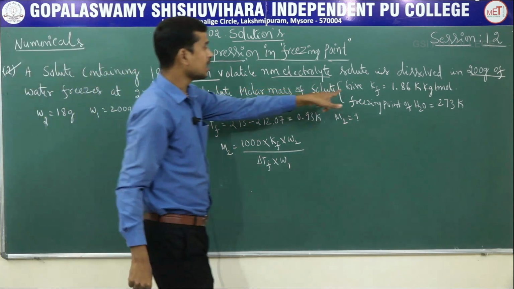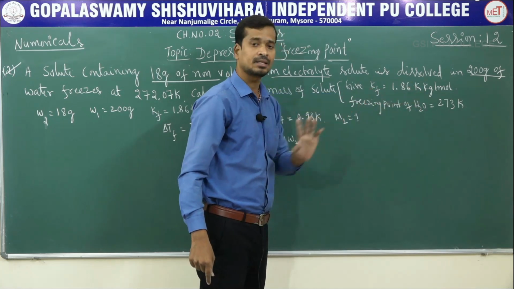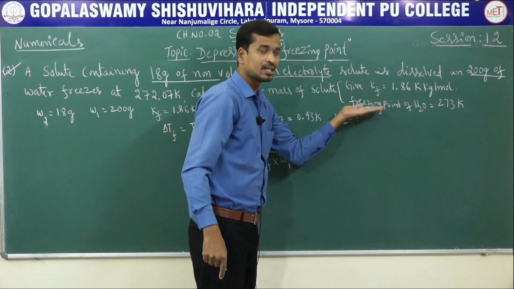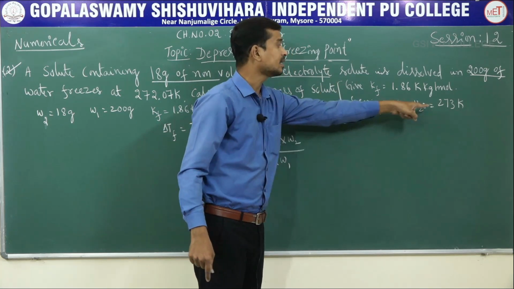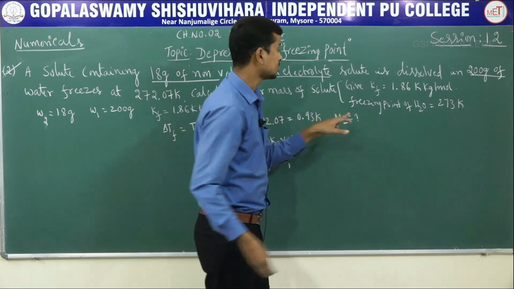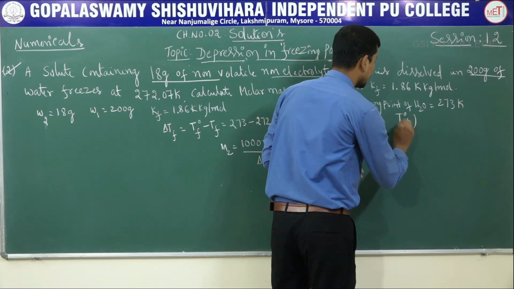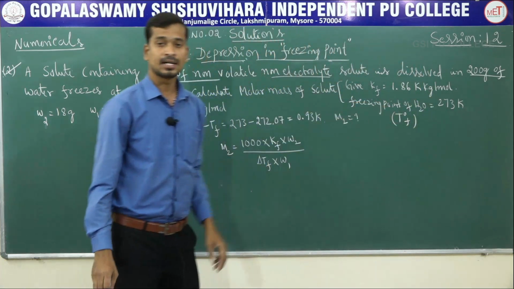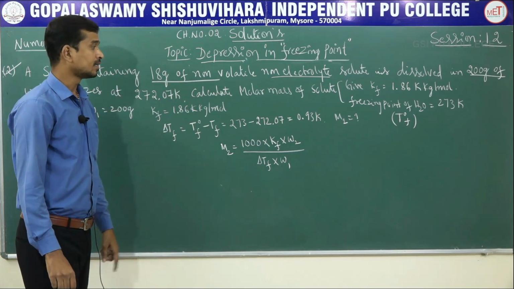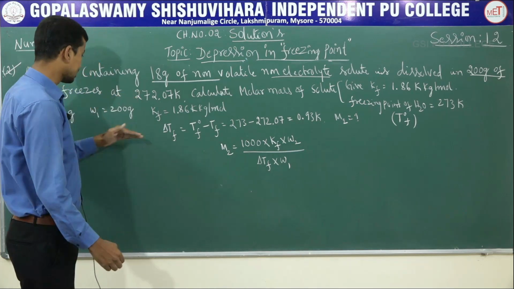Given Kf value for water is 1.86 Kelvin kg per mole. The freezing point of pure water is 273 Kelvin. This is T0F, the freezing point of pure solvent. You have to find out the delta Tf. Let us consider it one by one.